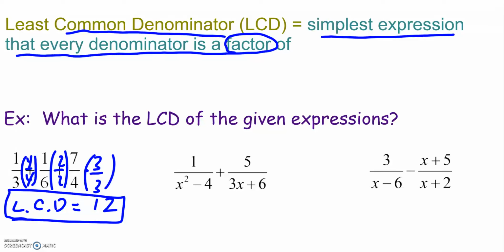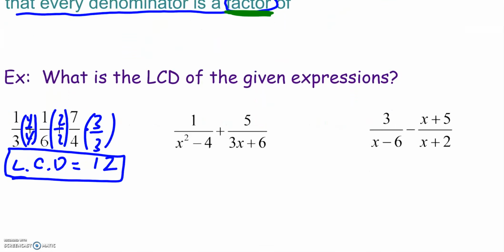However, if we're trying to find the least common denominator, or the simplest expression that has a common factor, I notice that the second example has something squared. So what if we considered factoring and even the greatest common factor? So if I looked at this first term, two numbers that multiply to be negative 4 and add to be 0: x plus 2, x minus 2.